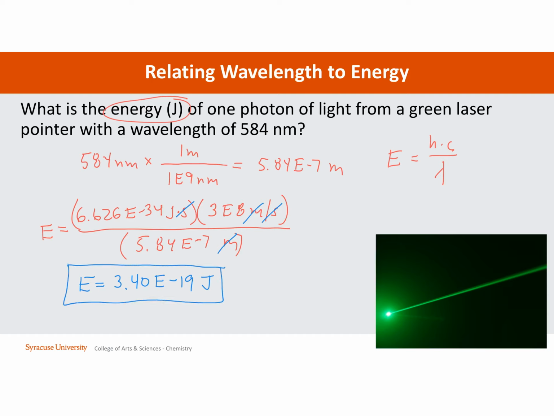Three significant figures because the only thing that's measured here is three significant figures. Planck's constant's a constant. That does not influence our calculation in the significant figures. The speed of light is also a defined value. That does not influence our significant figures either.